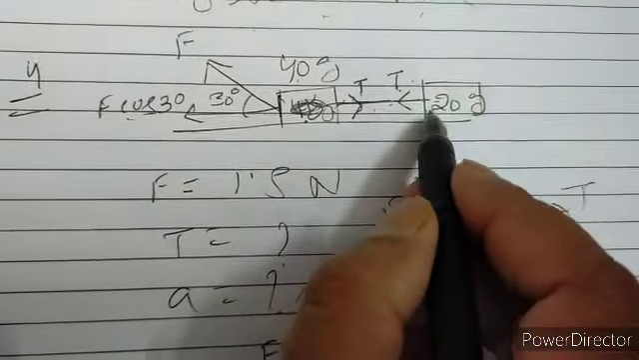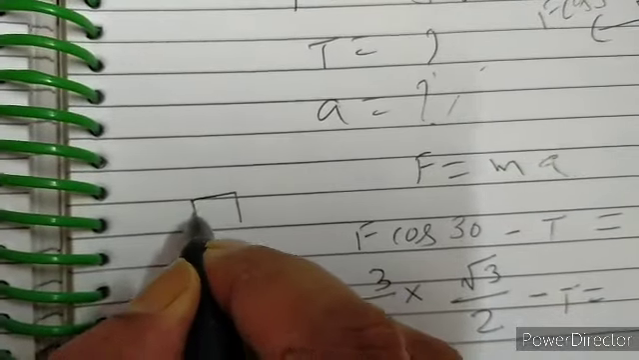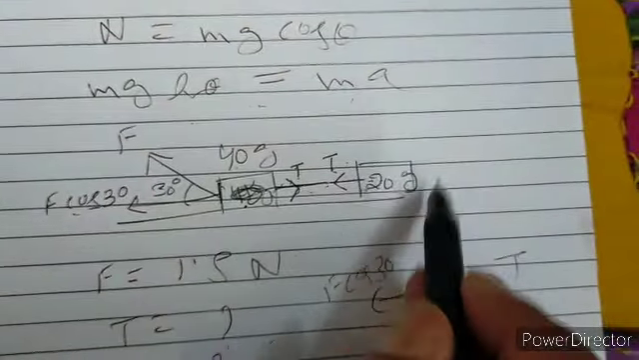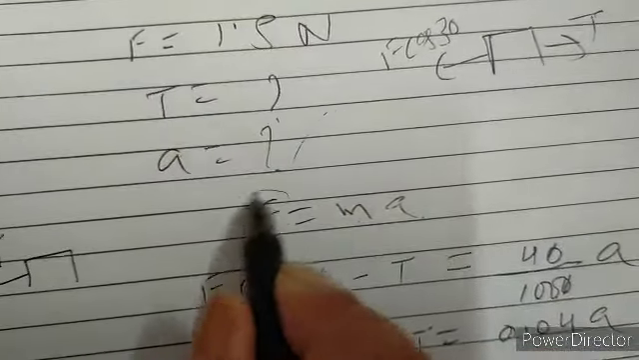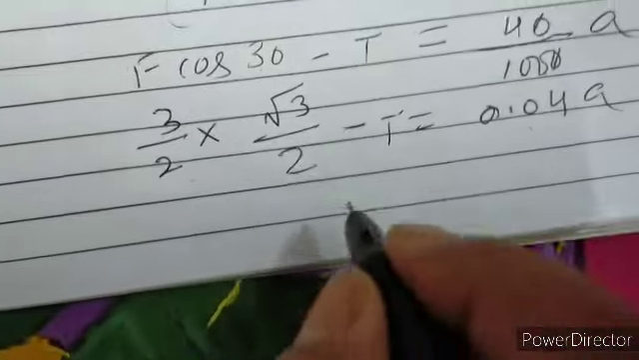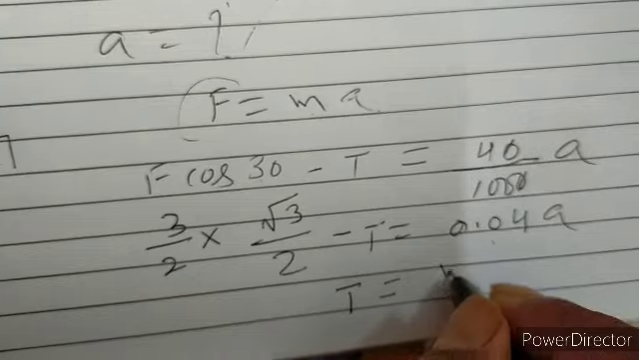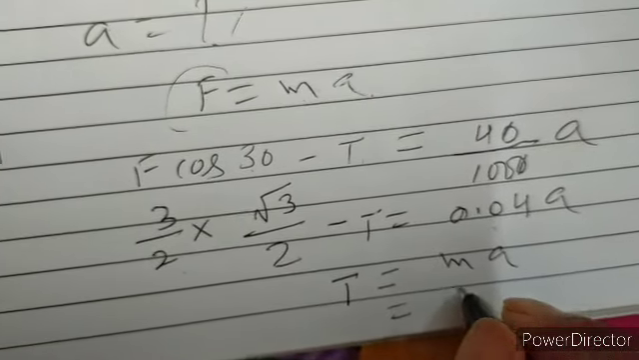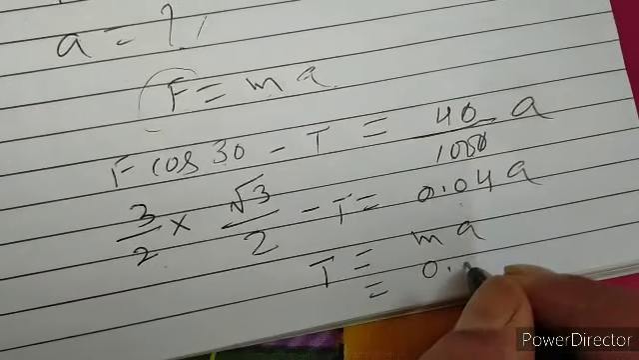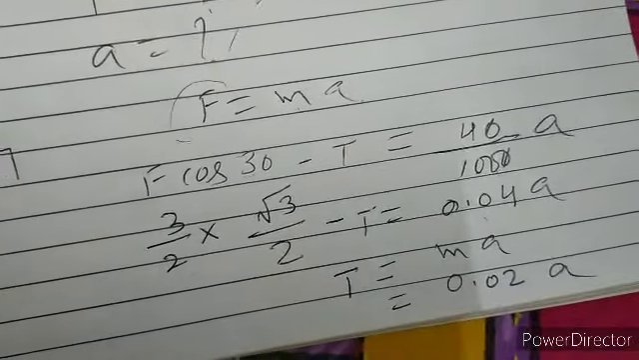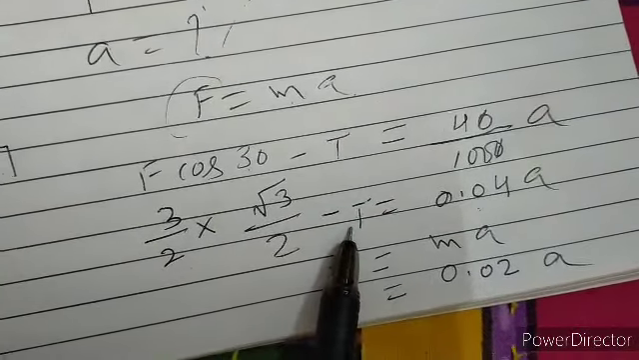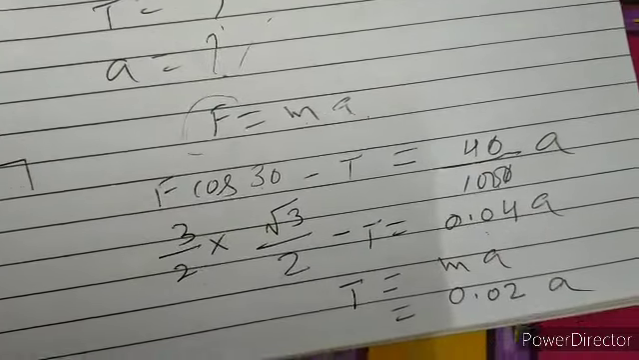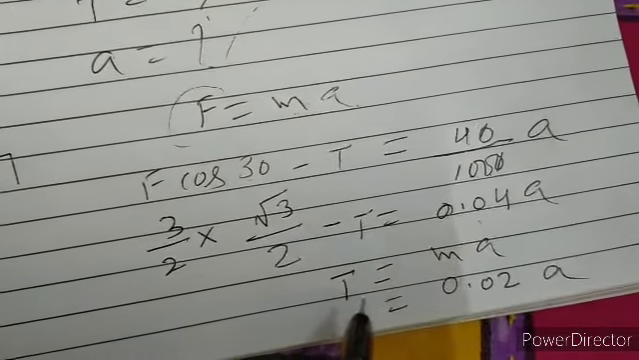Now on this body only one force is acting in this direction, T, and there is no other force. Then T is equal to ma, because we have to apply F equals ma. F is only the single force T, and T is equal to ma, which is 0.02a. Now substituting the value of T here, we will get a, and then substituting the value of a here, we will get T. In this way we can find out T and a.